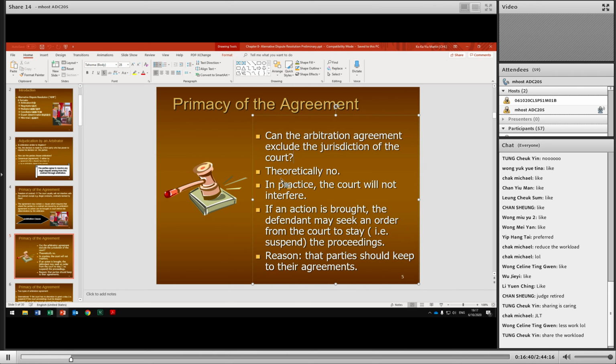In theory, the court can always interfere. But of course, you know that the court is unwilling to interfere. And also in practice, the court will not interfere. If an action is brought in the court, the defendant may seek an order from the court to stay. To stay means to suspend. It's a legal term. To stay the proceeding means to suspend, to stop the proceeding. The reason is that the party should keep to the agreement. So if you don't want to use arbitration, don't include the arbitration clause in the contract. If there's no arbitration clause, you can take the case to the court. But if there's an arbitration clause, usually you are not allowed to take the case to the court.